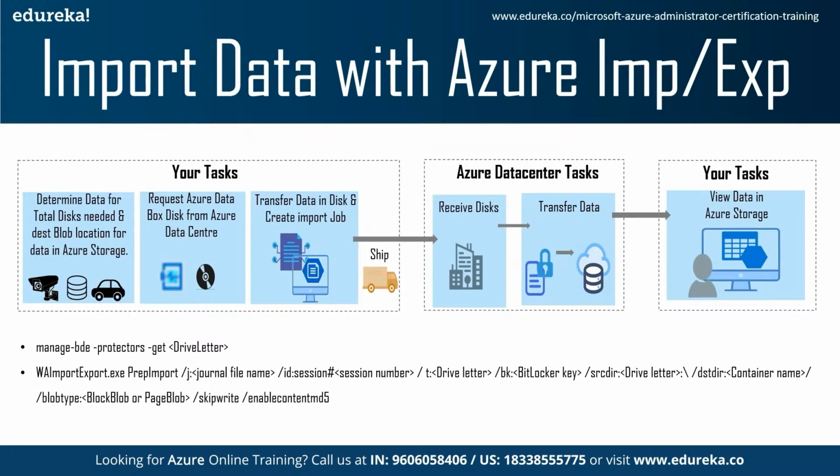Then you have to select the blob type, whether it is a block blob or page blob. Then the default code, that is skipwrite and enablecontentmd5. That is the default thing, which you don't have to change.